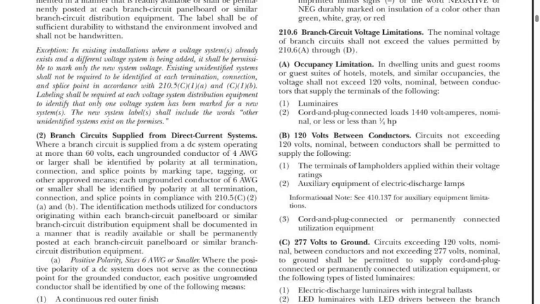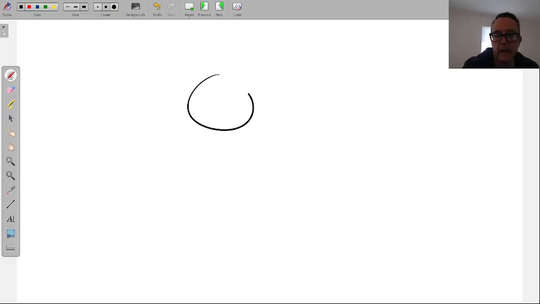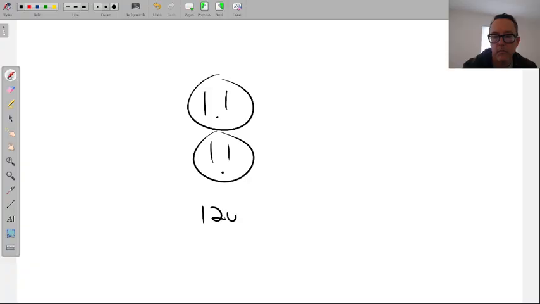Okay, so let's round this all out to understand what this is saying in easy to understand terms. 210.6 says outlets in houses, hotels and motels, guest suites, dormitories, things like that. That's why it says similar occupancies. Those outlets can only be 120 volts. All right, your standard outlet. 120 is the max for a house.